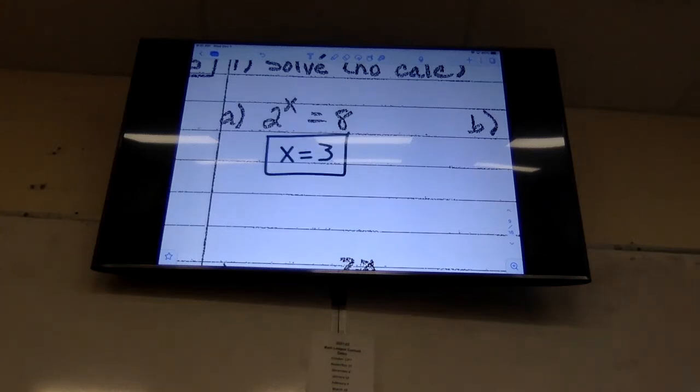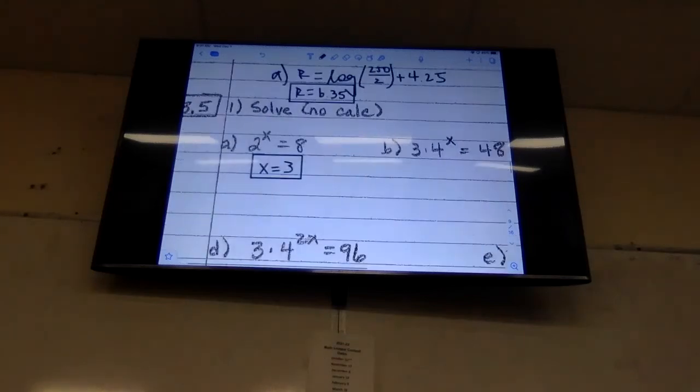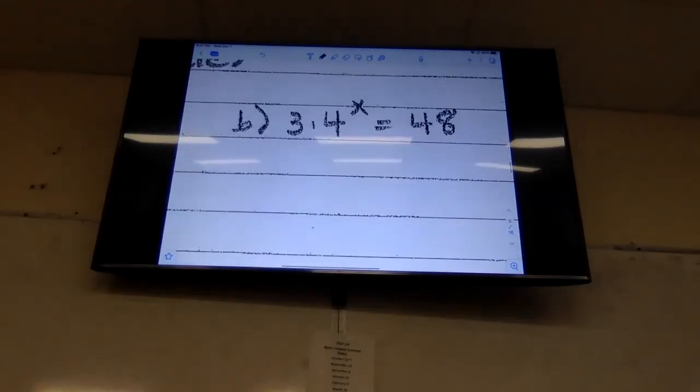Let's draw a box. Okay. Letter B. Now we've got to do a little extra step. We have to get rid of that 3. It's not 3.4 raised to the x. It's 3 times 4 to the x. So let's divide by 3 from everything. 4 to the x equals 48 divided by 3 is 16. Oh, cool. 4 to what power is 16? 2.